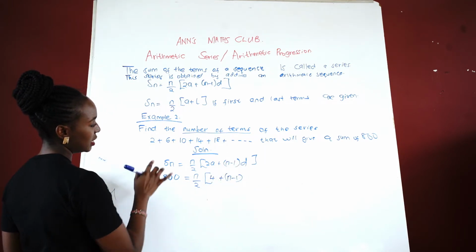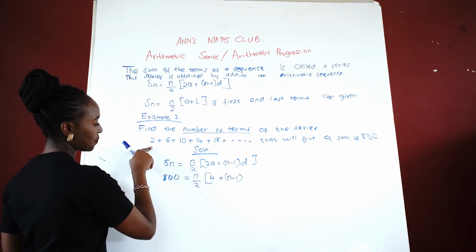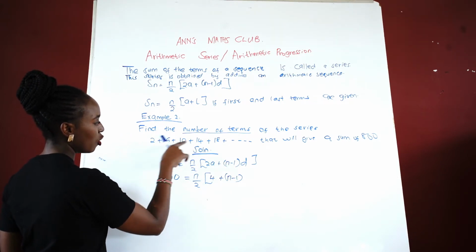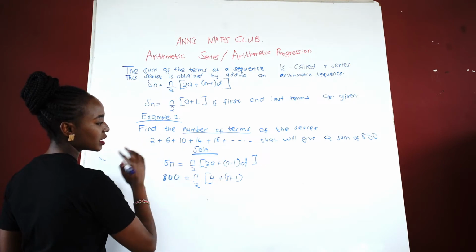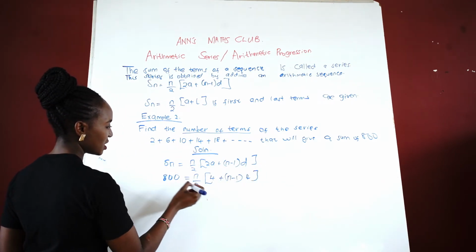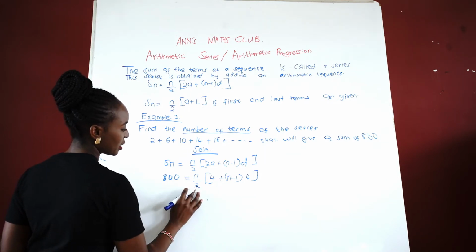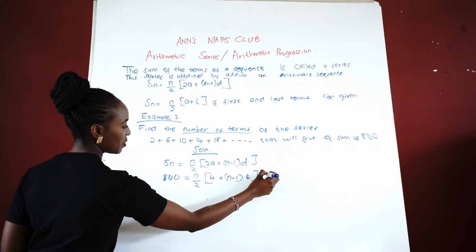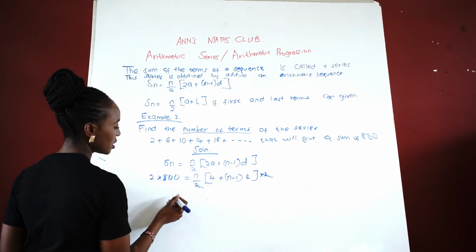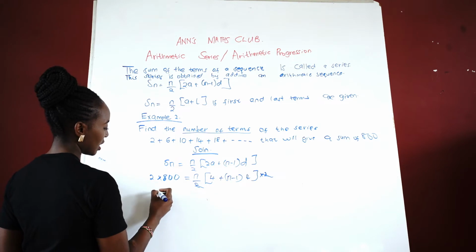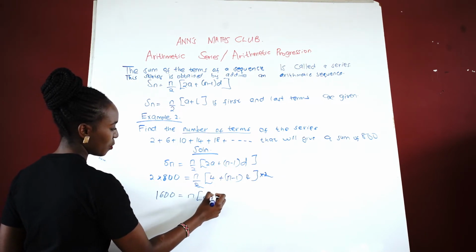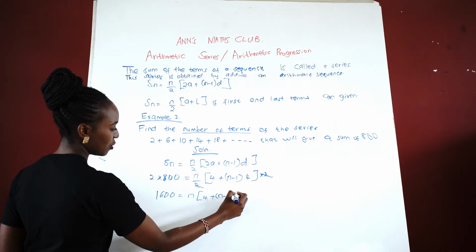How do we find d? The second term minus the first. 6 minus 2 is 4. 10 minus 6 is 4. 14 minus 10 is 4. Automatically it's 4. So we could go ahead and remove this 2 here, multiplying by 2 on both sides so that it cancels out, and we are left with 1600 equals n into (4 plus (n minus 1) times 4).